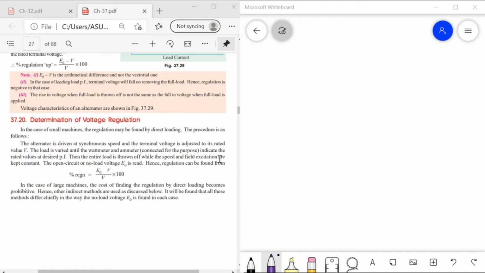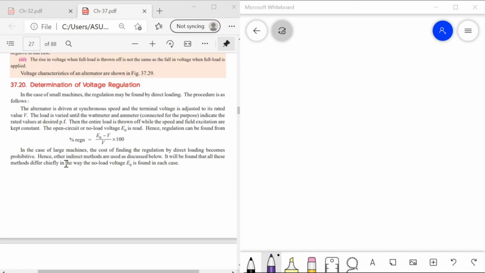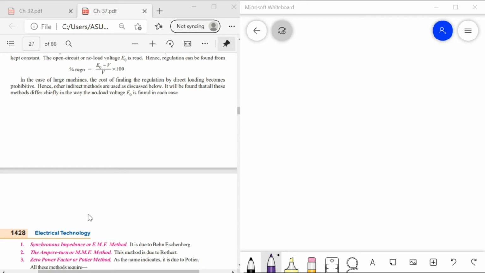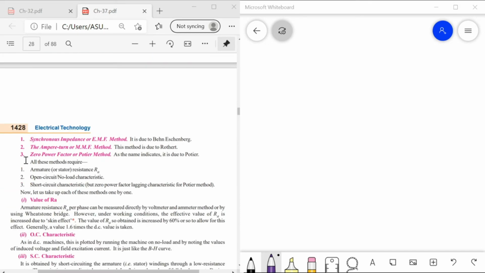It will be found that all these methods differ chiefly in the way the no-load voltage E0 is found in each case. So these are the steps or methods in finding the percent regulation of large machines. We have the synchronous impedance or EMF method. It is due to Behn Eschenburg. Synchronous impedance or EMF method.